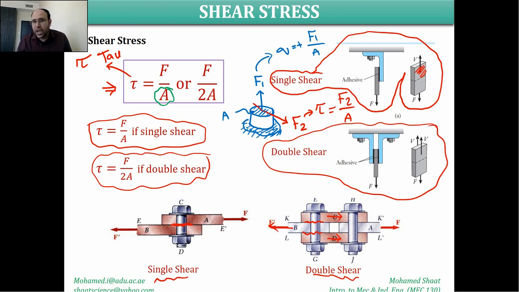So this is the difference between single shear and double shear, and this is how we can calculate the shear stress in comparison to the normal stress. It is important to understand that the normal stress is produced because of a force that is normal to the cross section, but the shear stress is produced due to a force that is parallel to the cross section. Make sense?